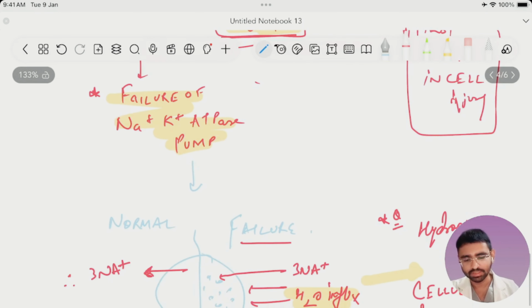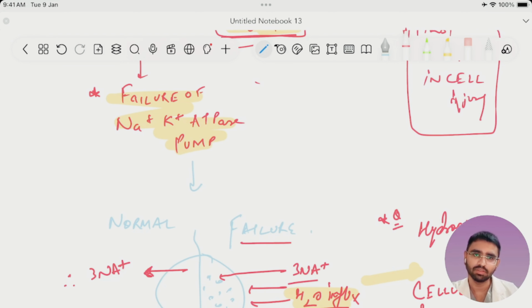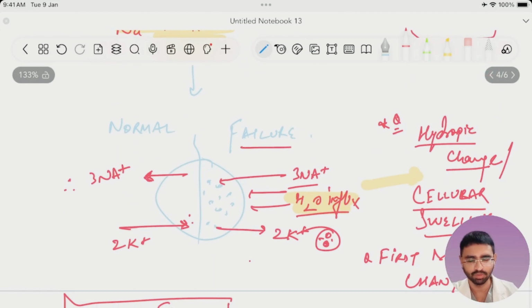Now, normally this pump moves 3 sodium outside the cell and 2 potassium inside the cell, that is, influx of the 2 potassium. Whenever there is failure, there will be influx of 3 sodium along with water, and the 2 potassium ions will efflux out of the cell. Now, due to water influx, there will be hydropic change leading to cellular swelling, and this will be the first morphological change of the cell.